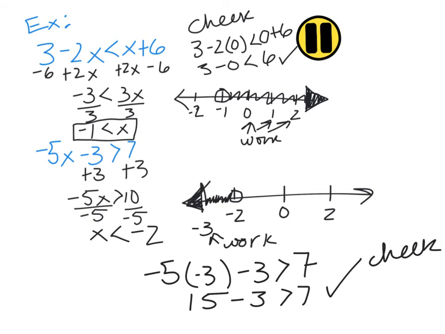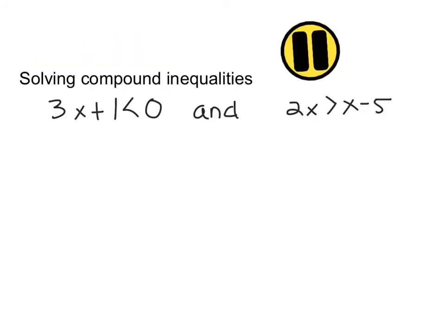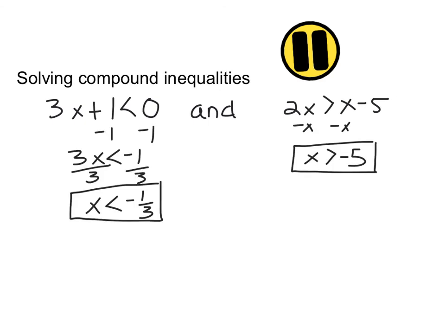All right, now sometimes we see something called a compound inequality, where you have inequalities on both sides. Go ahead and start just by solving each of these separately and ignore the "and" for now, just get a solution for each of them. All right, did you get x is less than negative 1/3 and x is greater than negative 5?